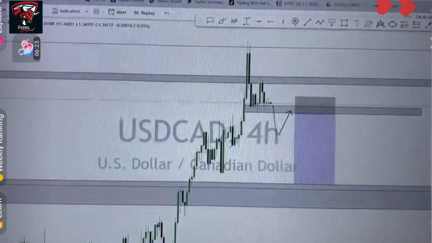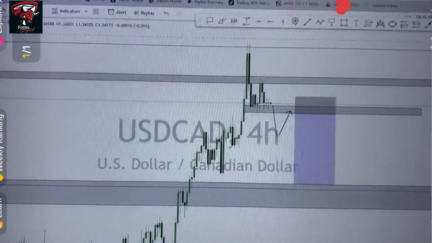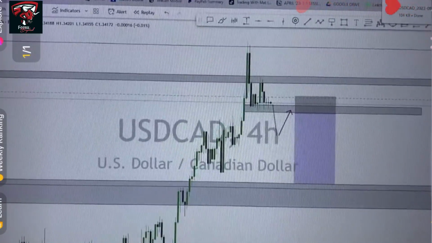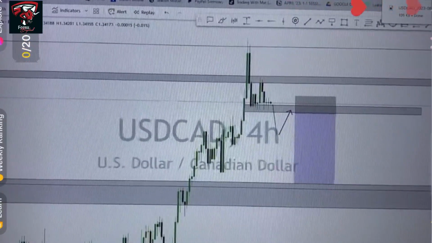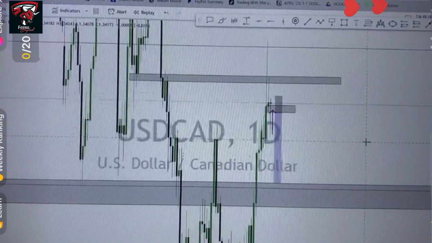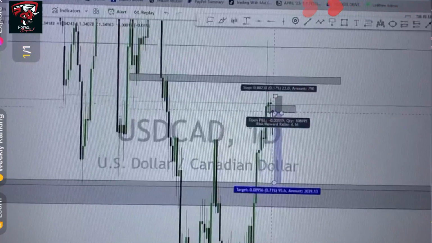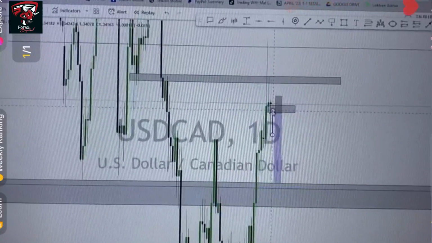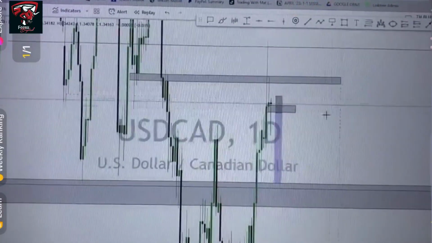Am I going to be looking for buys? Think. Am I going to be looking for buys? My confluences don't give me buys. I haven't looked at the DXY yet. That's a good and bad thing. But my confluences don't give me buys yet. But let's take a look at something quickly. Daily time frame.